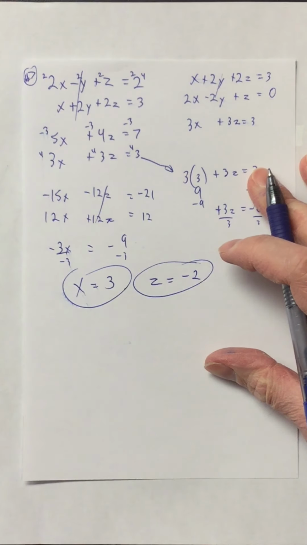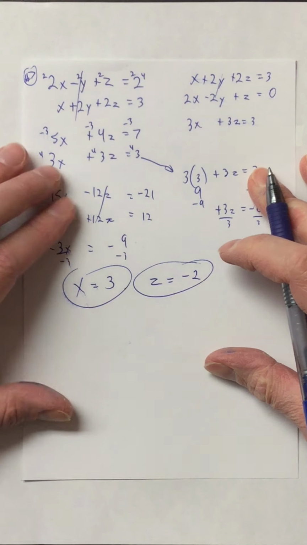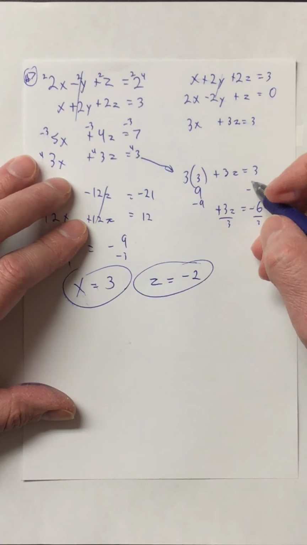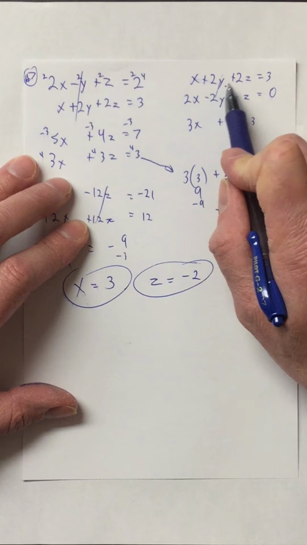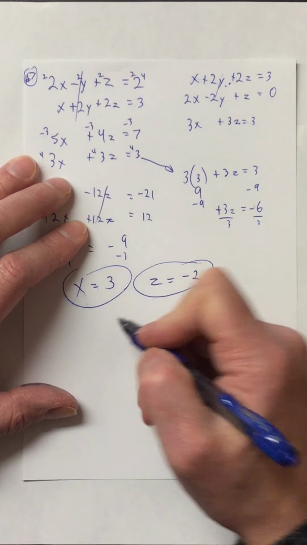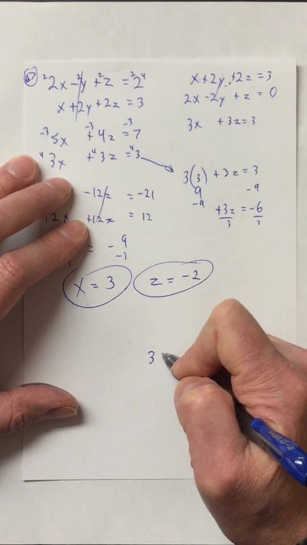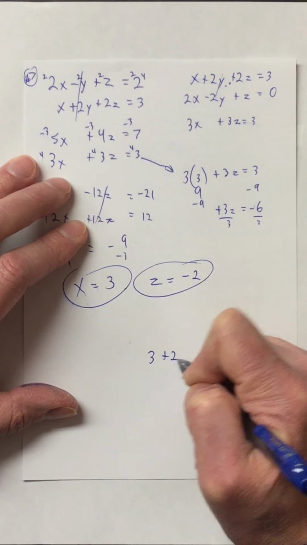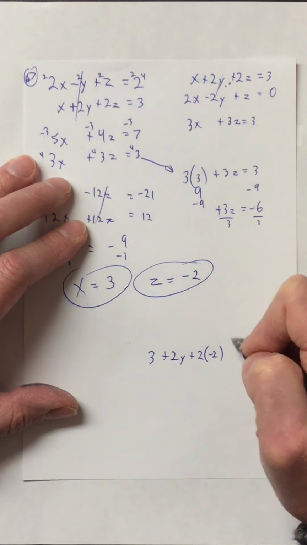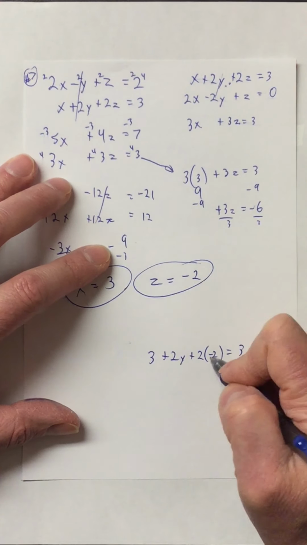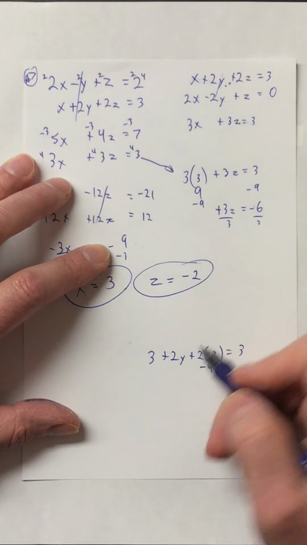Double check that with my answer sheet here. All right, that is correct. Now I just need to find y. Let's go back to one of my initial equations. I think I like this one right here, the B equation. So let's write that out. We'll go 3 for x plus 2y plus 2 times a negative 2 for my z value is equal to 3. All right, so we get a negative 4 here.